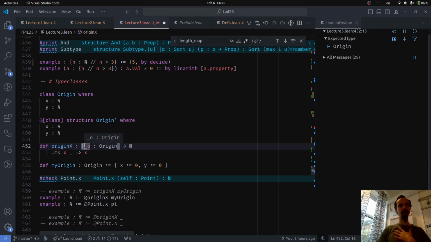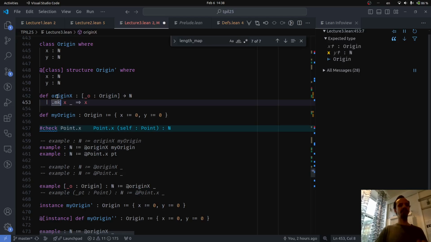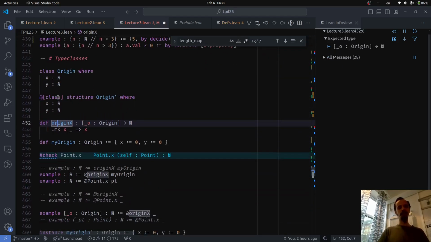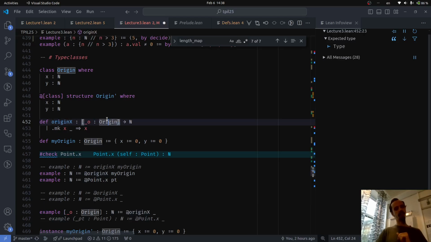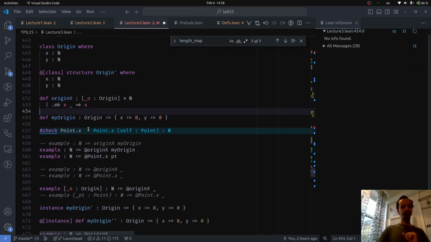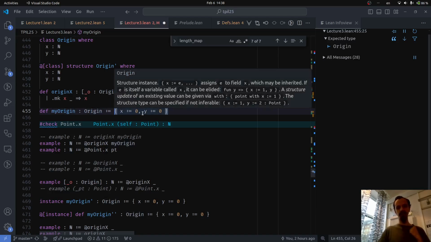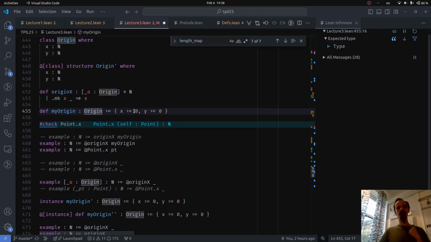Those are represented with these square brackets. So here I'm going to define a function, sort of like our point.x function. Given an origin, it'll return a natural number. And so we pattern match, we get out the x, and we return it. So we can construct one of these just like a structure, because it is a structure. Here we want to construct an origin, (0, 0).